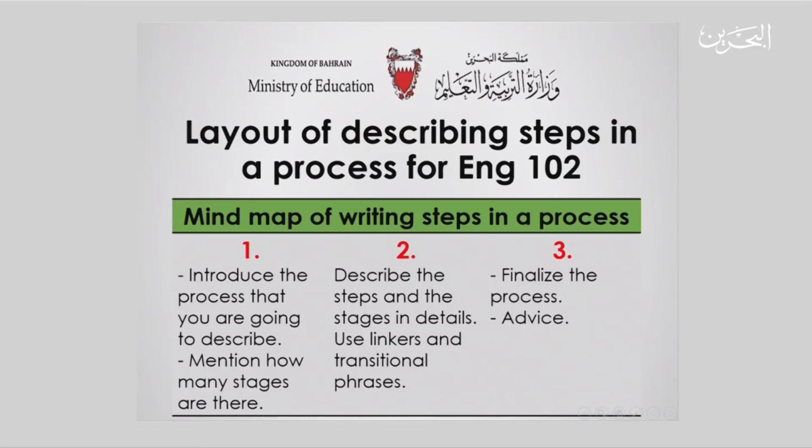We are done with the first objective. Now we are going to move to the second objective, which is the layout of describing steps in a process. I am going to start with English 102. There is a very simple difference between English 102 and English 810 in the structure, in the layout of the writing, but we're going to start with 102 and I'm going to clarify that later on. Now, when I want to write steps of a process, I have to follow 3 main things in order to write it.